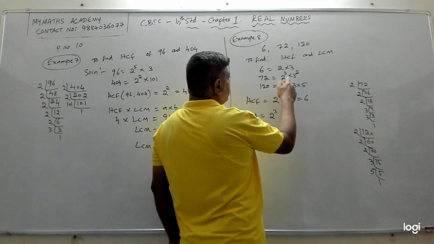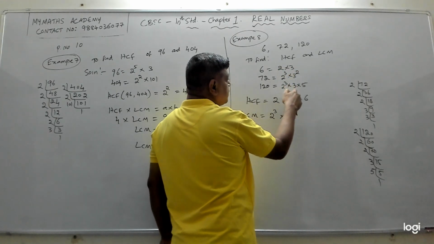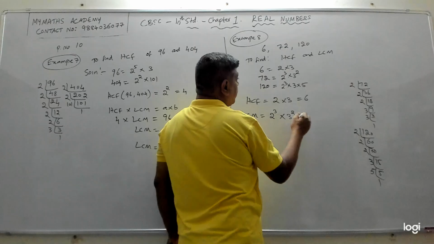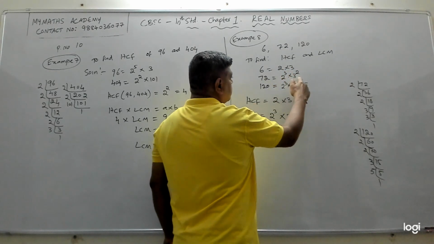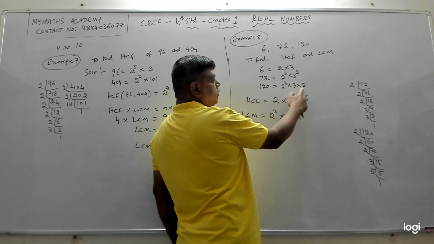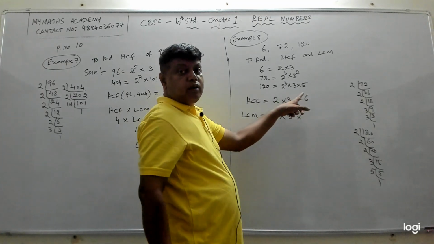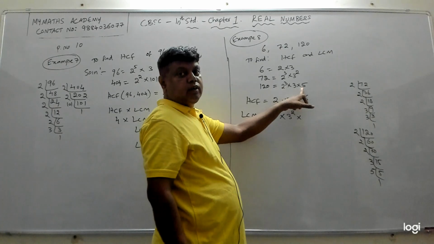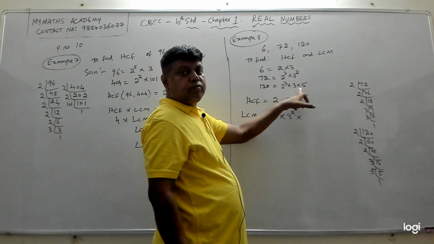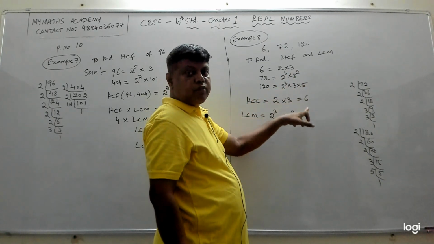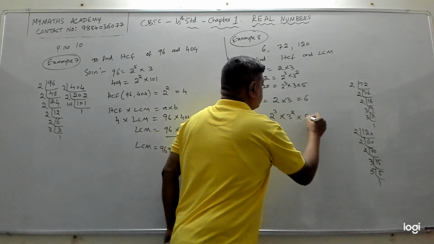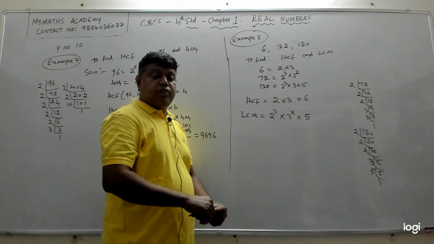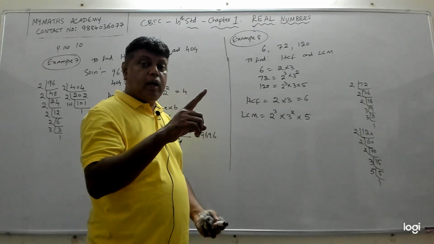Now 3 is also in all the three. In this, which has the highest power? 3 power 2. So 3 power 2 into. Now we have taken 2 and 3, and 5 is there. In LCM, it is not necessary that the number be present in all the three. Here it is only 5. 5 is not in these two, so we'll just write that 5 as it is. LCM means it need not be present in all the three. If it is present in all the three, you will take the highest power.